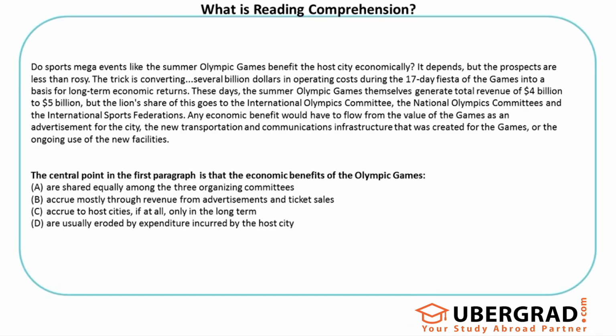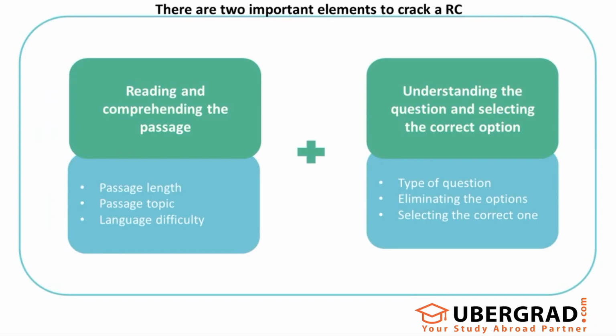For example, the central point in the first paragraph is the economic benefits of the Olympic Games. And then you'll have options. You have to select the correct answer that would answer the given question. So, to crack a reading comprehension question, there are two important elements, or skills, whichever way we look at it. The first and foremost is reading and comprehending the passage.